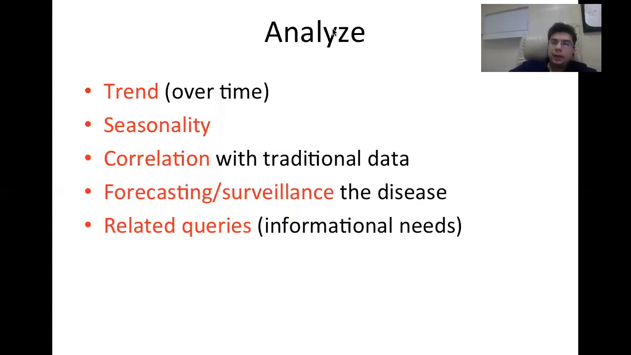Finally, to summarize, we may use Google Trends data to analyze trends of relative search volumes over time. We may also use it to assess seasonality, as we already saw, and to correlate internet data with traditional data for forecasting or surveillance or monitoring or tracking the disease. And we may analyze the related queries as to what people searched with this term and what information is actually needed by the public.